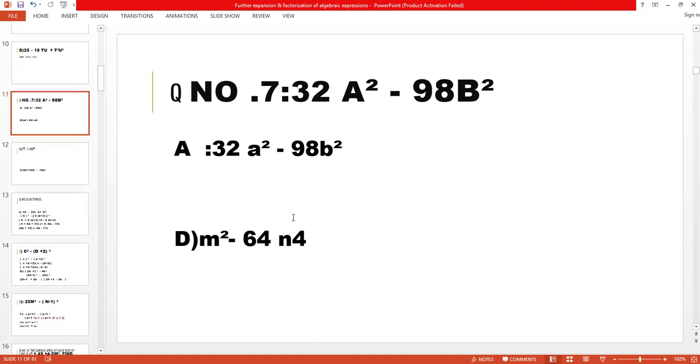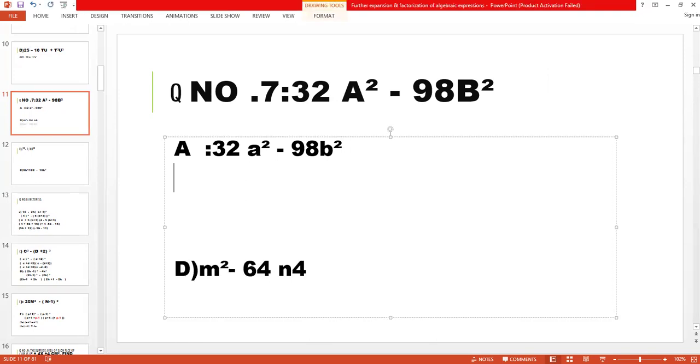Okay, question number 7. Again, the third identity is given. This shows first one time we have to add, one time we have to subtract. But look here, 32 is not a square of any number. Similarly, 98 is also not a square of any number. So what shall we do? Because for the third identity, we must have a square. So concentrate on this, 32 and 98. Is there anything common between these two? Yes. Which number is common between these two?